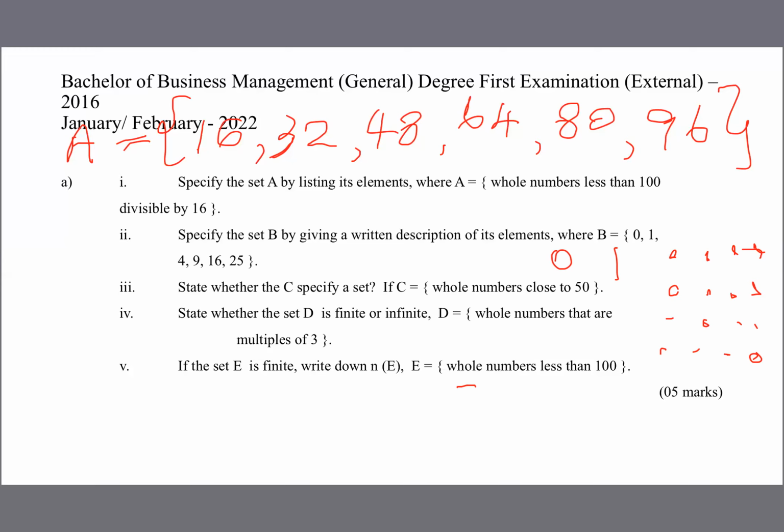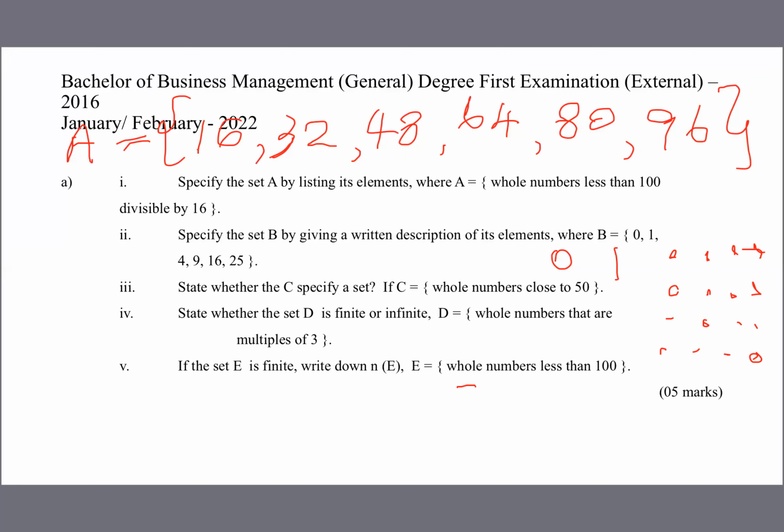The next part is to state whether C specifies a set, if C equals whole numbers close to 15. Is it a set or not? No. Why? Because we can't understand the relevant elements very correctly, because close to 15 has no specific meaning. So therefore, C is not a set.